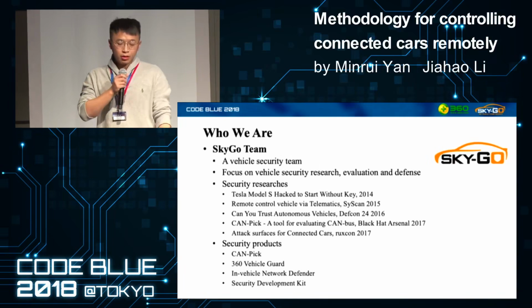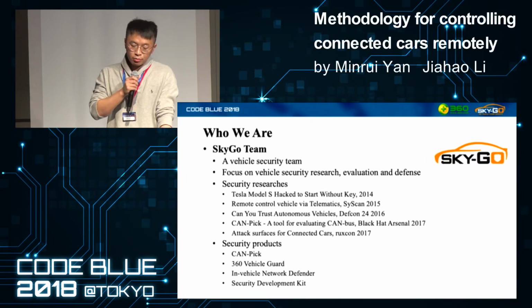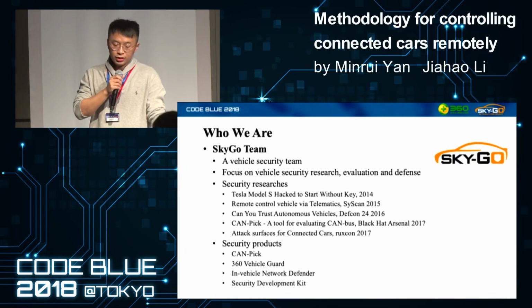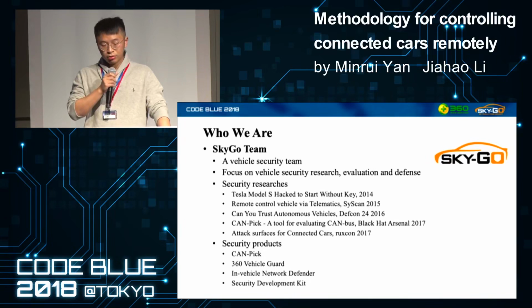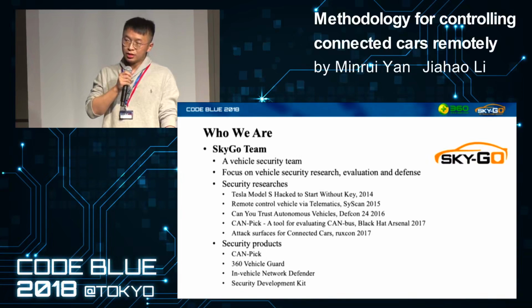Who are we? We are from the SkyGo team, a vehicle security team focusing on vehicle security research, evaluation and defense. In these years, we have done some research about vehicle security. Tesla Model S hacked to start without key in 2014. Remote control vehicle via telematics in 2015. And can you trust autonomous vehicle in 2016? This is an attack on Tesla's autopilot system.